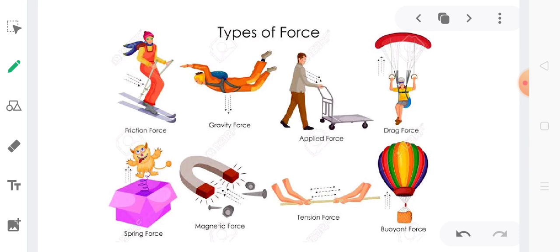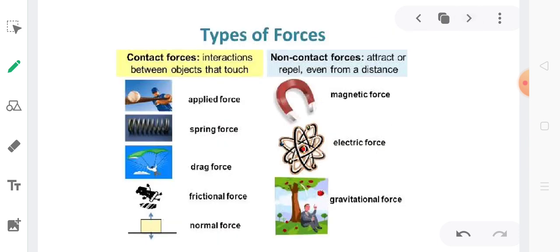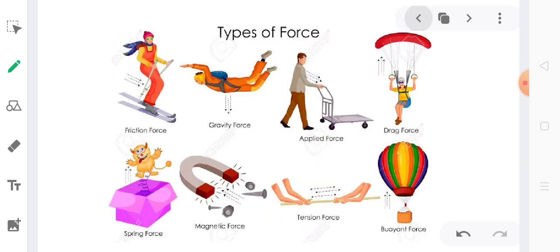Now can you figure out any difference between the different types of forces that have been shown in this picture? So actually the basic difference is the manner of interaction. Now I will once again show you the picture of the different types of forces.